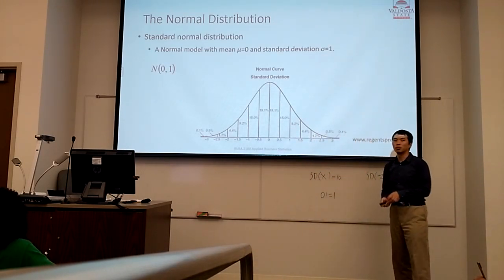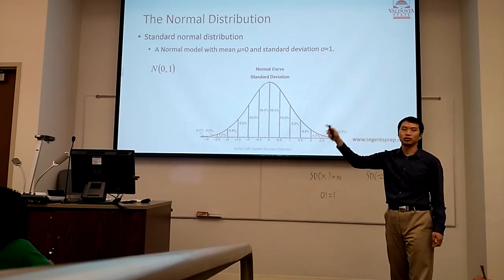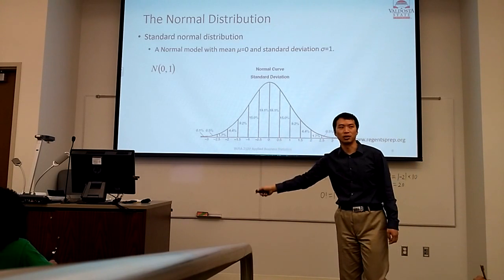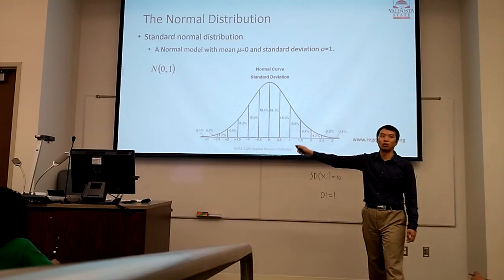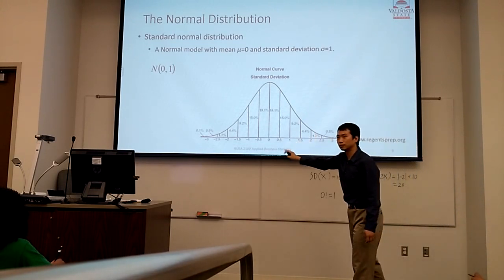So one thing you need to remember is that for the standard normal distribution, the mean mu is equal to 0, and the standard deviation sigma is equal to 1. So that's what you need to know from this line. Okay?